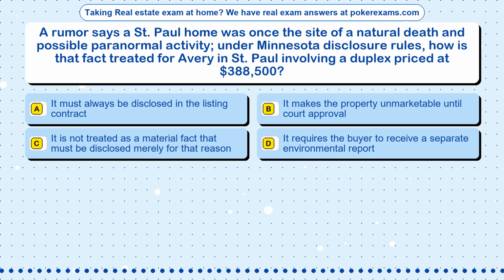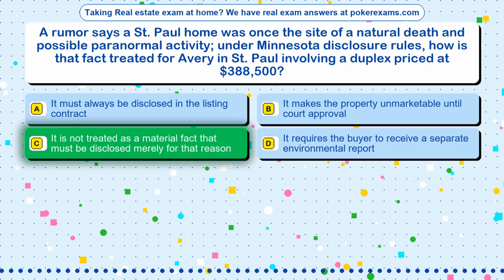Question 35. A rumor says a St. Paul home was once the site of a natural death and possible paranormal activity. Under Minnesota disclosure rules, how is that fact treated for Avery in St. Paul involving a duplex priced at $388,500? Option A. It must always be disclosed in the listing contract. Option B. It makes the property unmarketable until court approval. Option C. It is not treated as a material fact that must be disclosed merely for that reason. Option D. It requires the buyer to receive a separate environmental report.